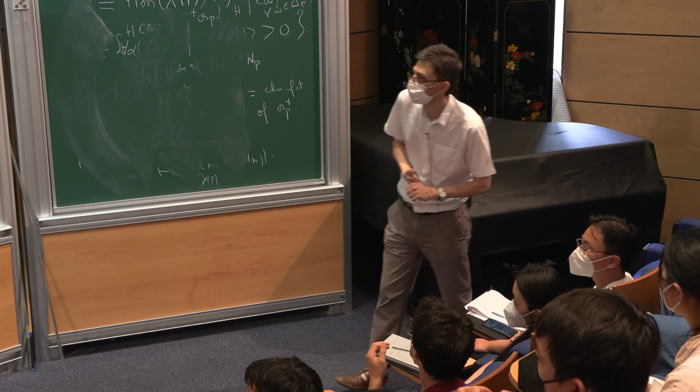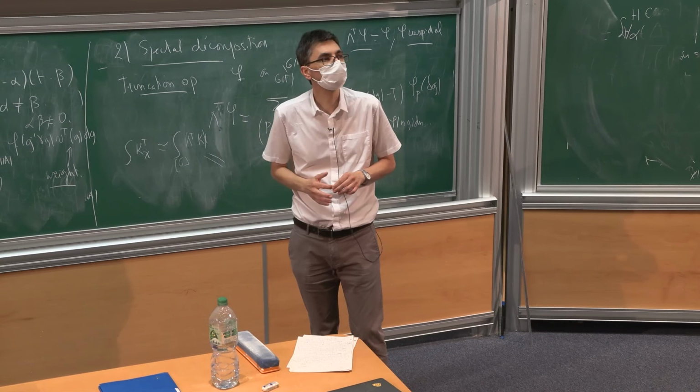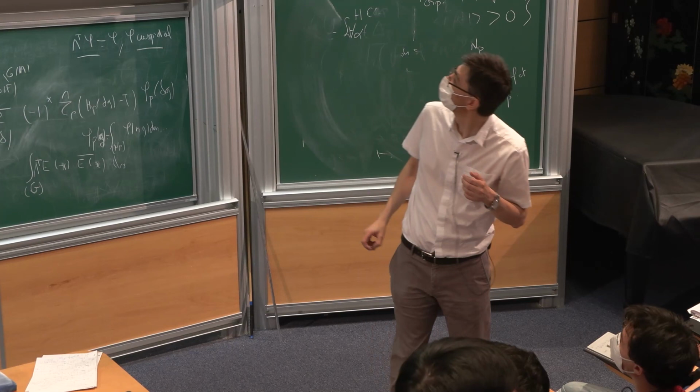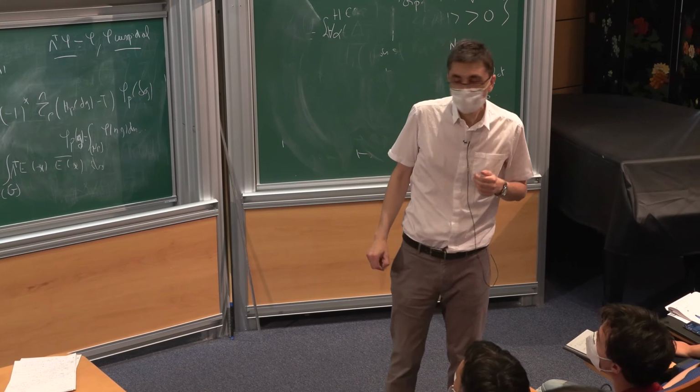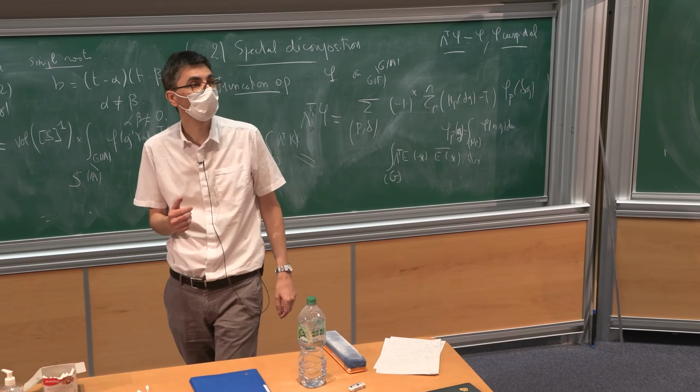Other questions? Yes, last question. Why does this J be? Why is it polynomial? It's a computation. So maybe for the Q&A session? Okay.